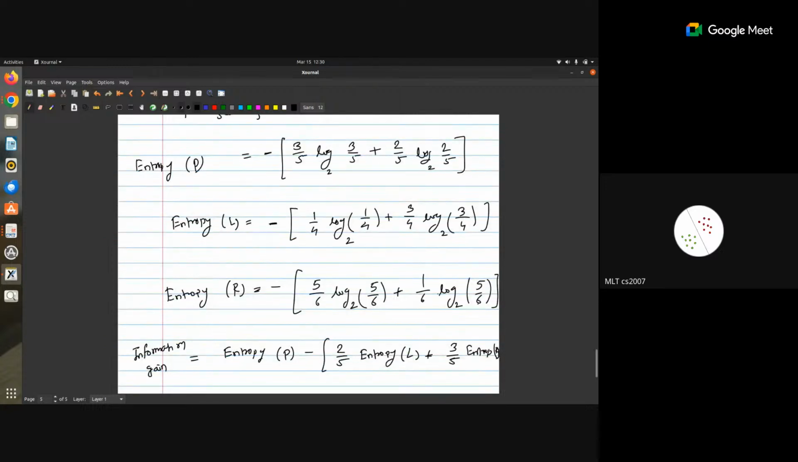Okay, so the gamma value doesn't matter. If you take 3 by 5 also, it will not matter, right? Because it will give you the same answer for the information gain anyway. So this is the value for gamma.